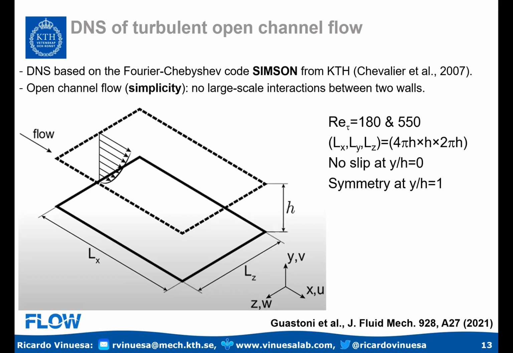And we consider friction Reynolds numbers of 180 and 550, just to have a bit of a range in Reynolds numbers. And the 550 is already quite turbulent, so it's a quite indicative flow case. And this DNS will be used to establish the mapping between the wall information and the off-wall information. And that's the database that we will use for this.